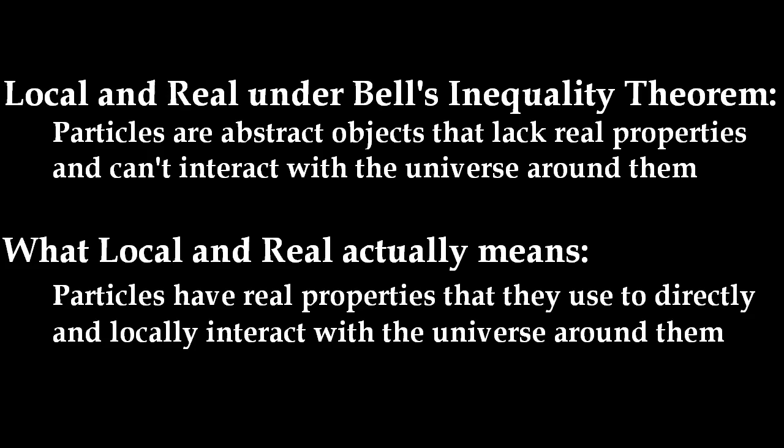Fortunately, by covering the original Bell's inequality theorem, the explanation for these other experiments gets much easier because they share the same problem. That a local theory must mean that there's no relationship between measurement outcome and the way that something is measured. That local and real means that the particles are abstract mathematical objects without physical presence in the universe. Which is the opposite of what this should really mean, that particles have real properties which they use to directly interact with the environment around them.